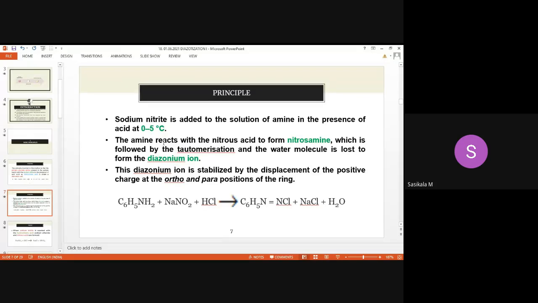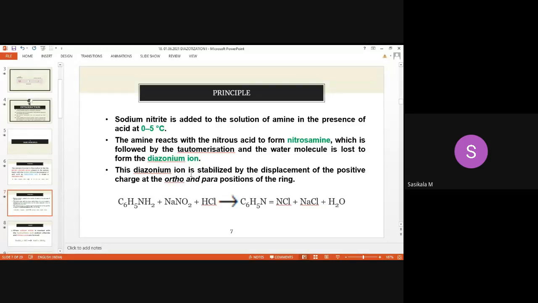Okay, so the amine reacts with nitrous acid to form nitrosamine. So what will form first? Nitrous acid. Sodium nitrite will be converted to nitrous acid in the presence of acid, that is hydrochloric acid. Sodium nitrite and hydrochloric acid will react and form nitrous acid. That's what is given here as nitrous acid. This nitrous acid will react with the amine to form nitrosamine, which is followed by a tautomerization process, and a water molecule is lost to form the diazonium ion.